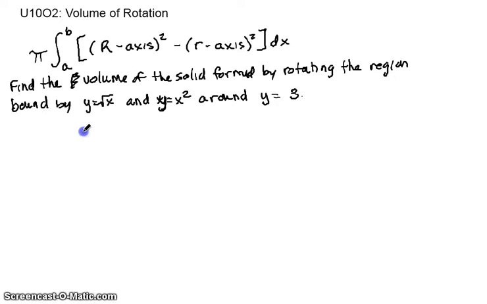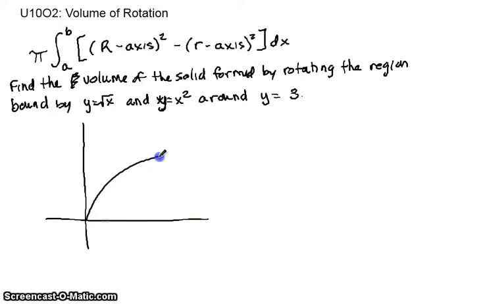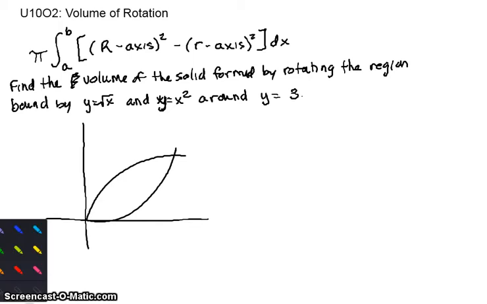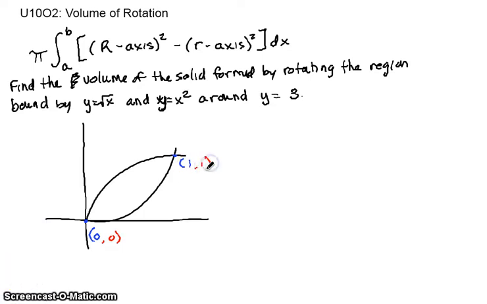So what this would look like, just a quick sketch. Square root of x looks something like that. X squared looks something like that. Our a and our b are going to be where those two functions intersect. So this point here, we're going to say is 0, 0, and I'm doing these in separate colors for a reason. We'll talk about that in a second. This other intersection point here is going to be 1, 1, and again I'm going to use separate colors, and you'll see why in a minute.